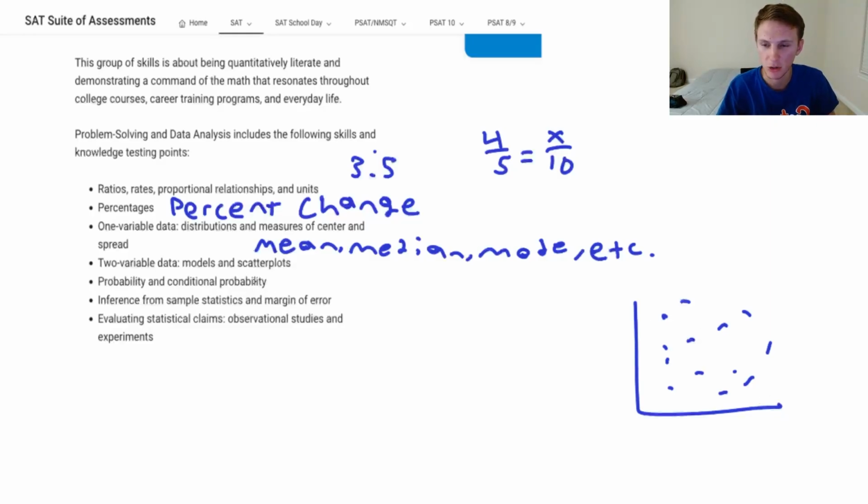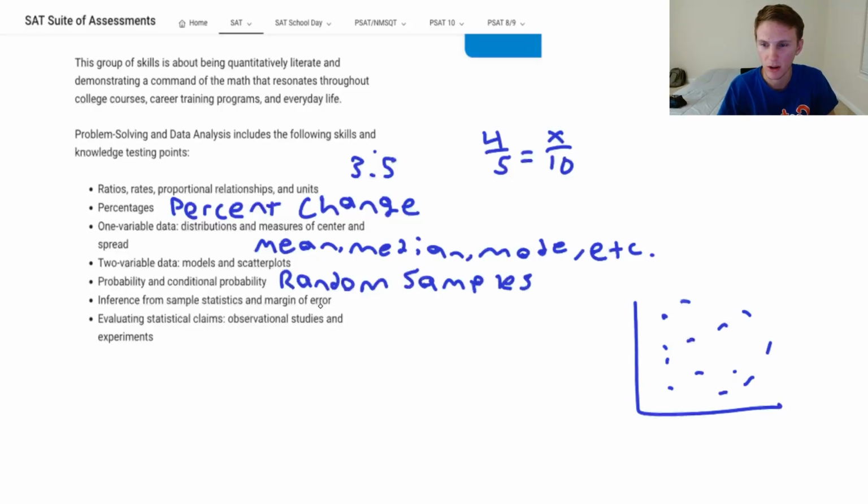Probability and conditional probability. So know about random samples and how to interpret them. Like if you sample, let's say 1,000 people out of a large population, and 30 people have some disease, what's the probability out of the larger population, stuff like that. Those are typically pretty easy, but just be aware of those.